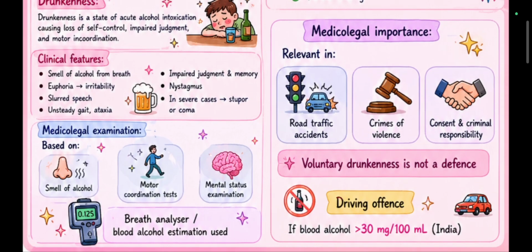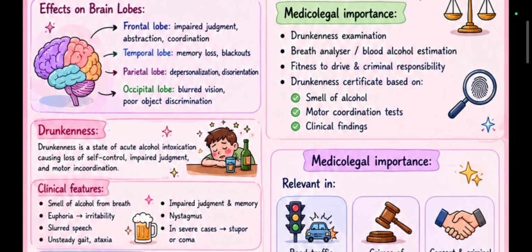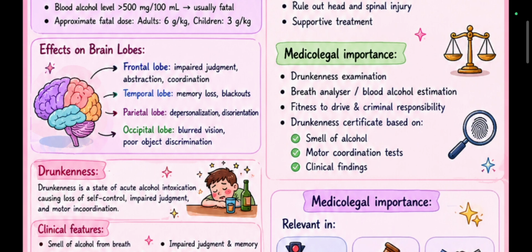How are you going to examine it? Based on smell of alcohol, motor coordination tests such as gait, and mental status examination. Breath analyzer or blood alcohol estimation is also used in examination. Now we'll again read the medical legal importance of alcohol intoxication. You'll be undergoing drunkenness examination.